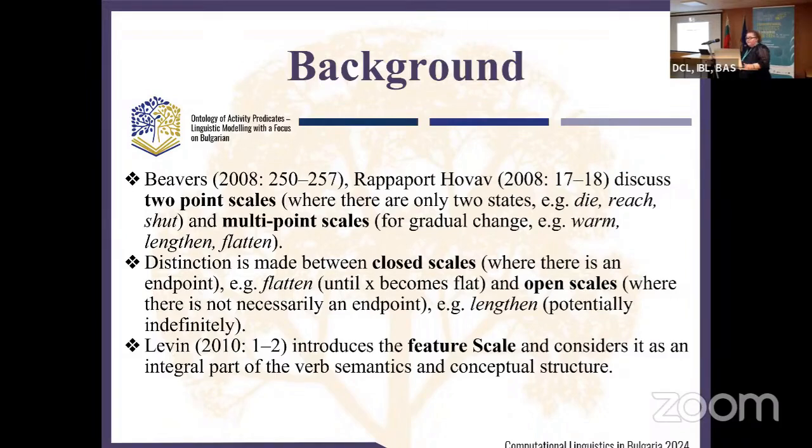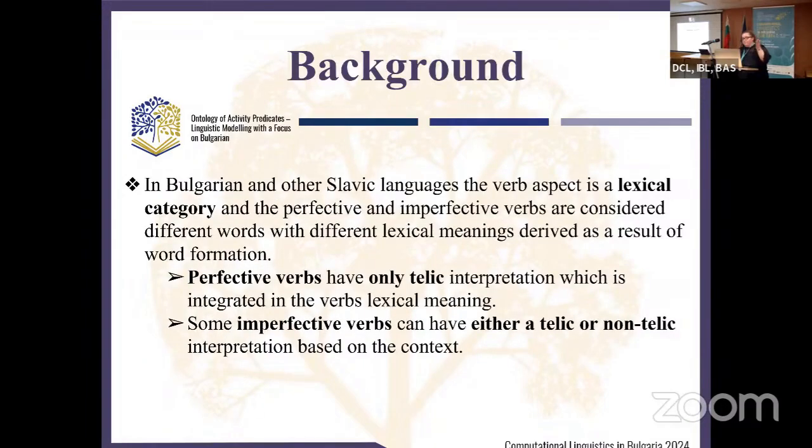And also a distinction is made between closed scales and open scales. Closed scales are when there is necessarily an endpoint, like with flatten. When something becomes flat, it's the end state. While, for example, with verbs like lengthen, you can lengthen it potentially infinitely. So basically, the scale is one semantic feature which is frequently mentioned in works, and it needs special attention when considering how we can recognize, based on the sentence, based on the context, a verb to be an activity, and in particular verbs of creation.